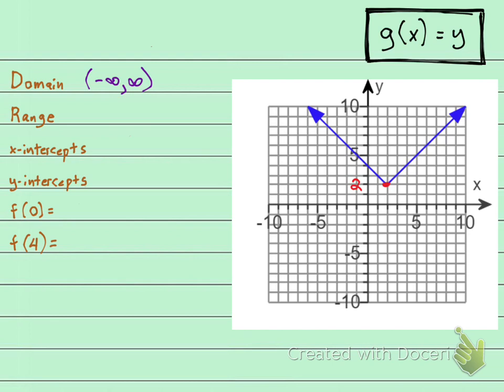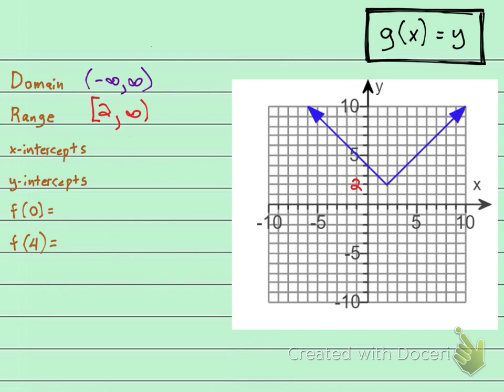So my range, interval notation, starts at 2. And does it ever stop going up? No, it never stops going up. So this would be 2 to infinity. Infinity always gets a parenthesis. And 2, is 2 included? Is there a point at 2? Yes, there is. So then I'm going to put one of those. Okay, so not a parenthesis, but a bracket.